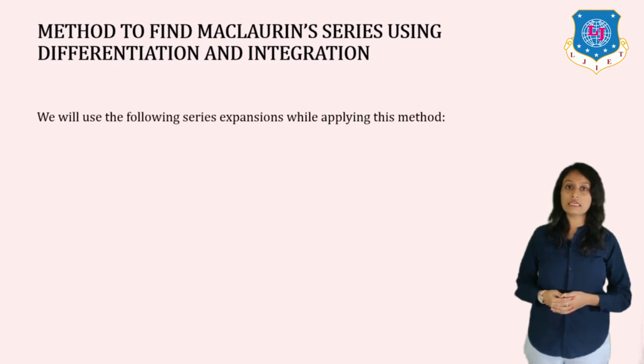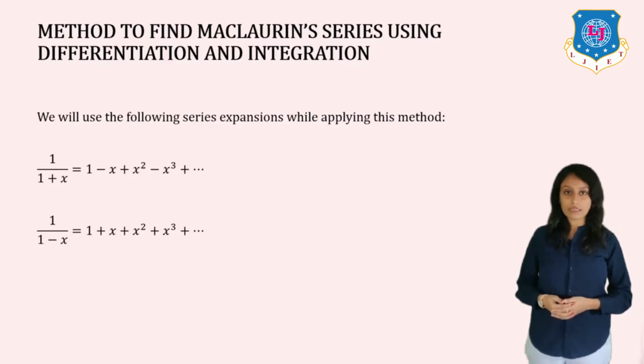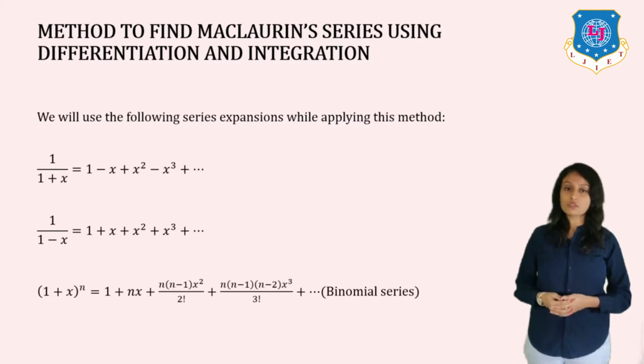Now firstly we'll see the method to find Maclaurin series using the differentiation and integration method. While solving this we will use the series 1 upon 1 plus x and the series 1 upon 1 minus x, and we will use the binomial series formula, that is 1 plus x raised to n. These three series we have seen earlier in the previous video. We will use these series to solve the example. I will repeat the series.